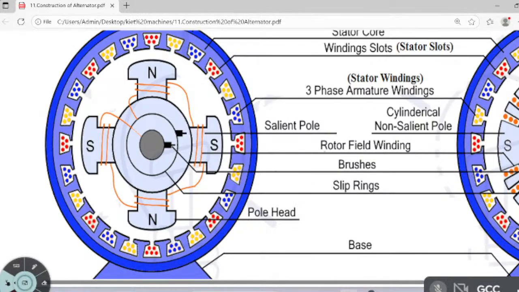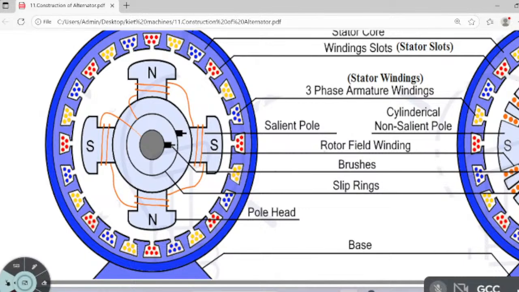We have two types of rotors. One is called salient pole, the other is called cylindrical. Cylindrical pole looks circular. Salient pole means the north pole and south pole come out of the cylinder rotor. Okay, this is about construction of the alternator. The EMF equation is not required for this, only construction of alternator and working of alternator. Working is the same as the DC generator.